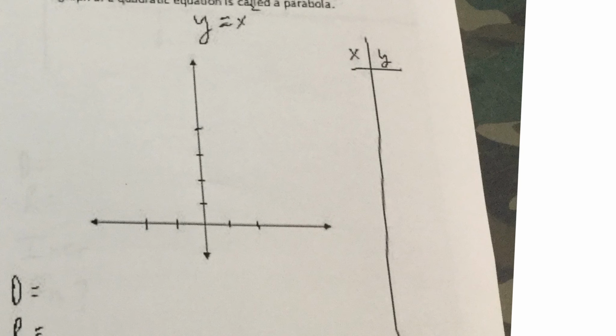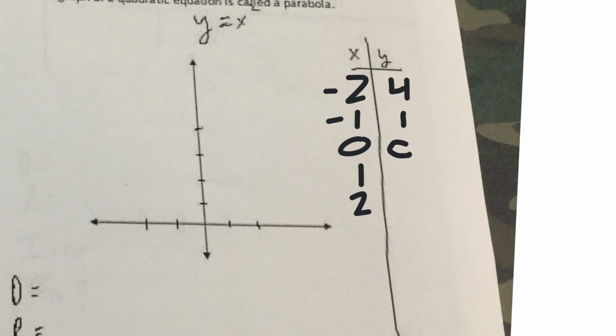So again, I need some points to graph this line. I would always like to find out what's happening on the left, on the right, and the y-intercept. So I'm going to plug in -2, -1, 0, 1, and 2. If I plug in -2, -2 squared gives 4. If I plug in -1, -1 squared gives 1. 0 squared, 0. 1 squared, 1. 2 squared, 4.